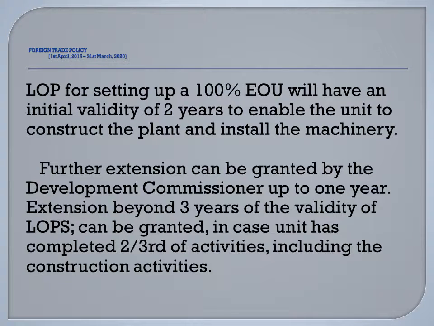LOP for setting up a 100% EOU will have an initial validity of 2 years to enable the unit to construct the plant and install the machinery. Further extension can be granted by the Development Commissioner up to 1 year. Extension beyond 3 years of the validity of LOPs can be granted in case the unit has completed 2/3 of activities, including the construction activities.